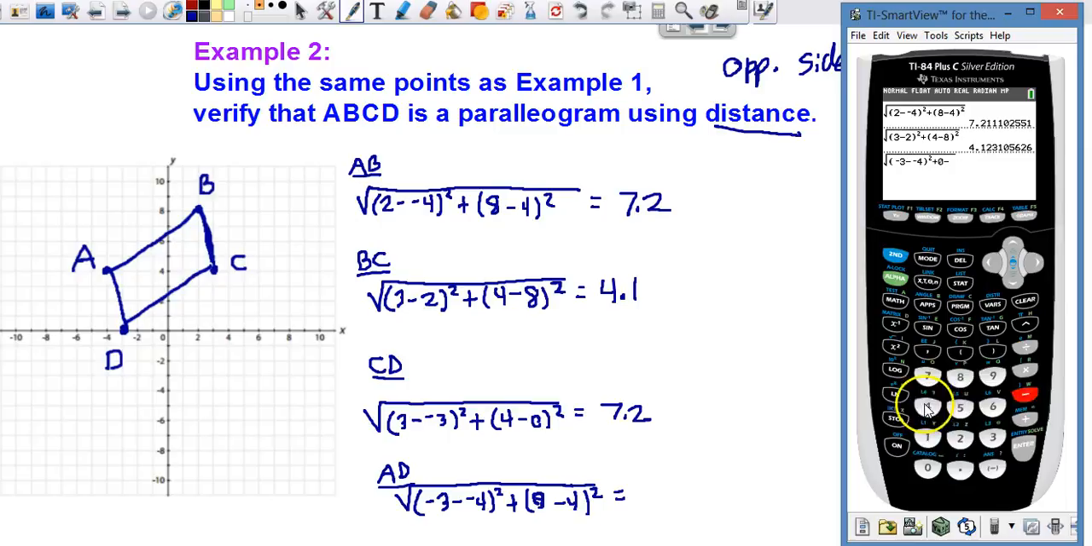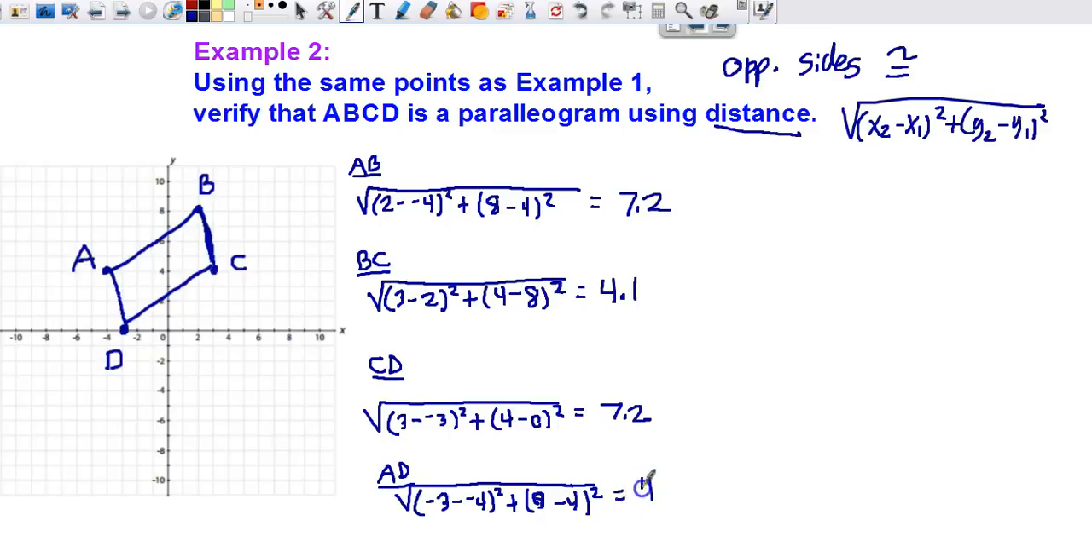Pardon my writing, but that is 0 minus 4 there. And I forgot the parentheses. And so there's your 4.12. 4.1. So you'll notice that these two distances are the same. And these two distances are the same.